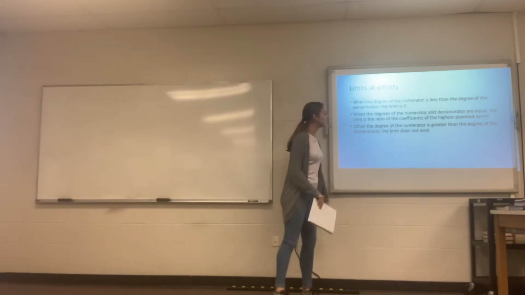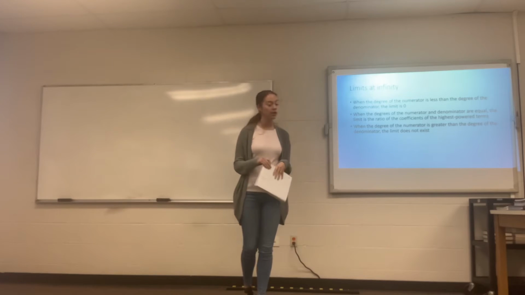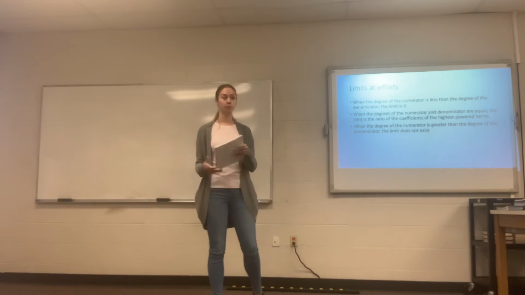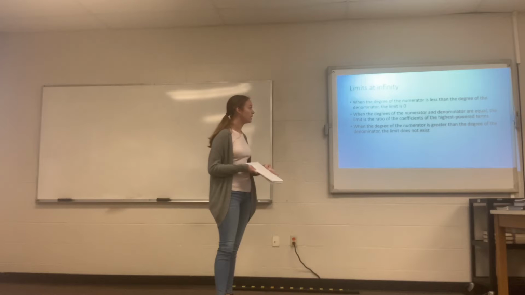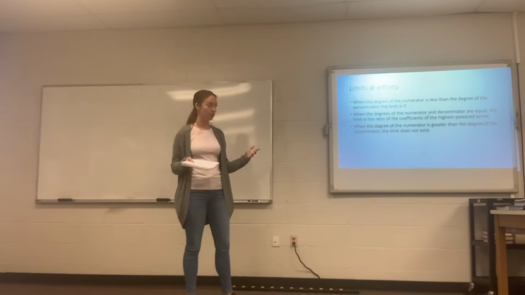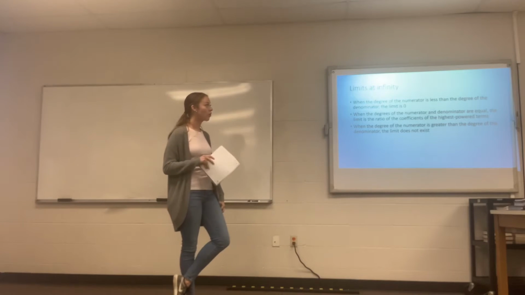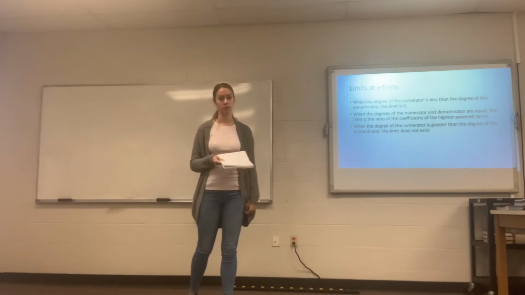The first one says, when the degree of the numerator is less than the degree of the denominator, the limit is going to be 0. The second one is when the degrees of the numerator and the denominator are the same, they're equal. The limit is going to be the ratio of the coefficients of the highest powered terms.